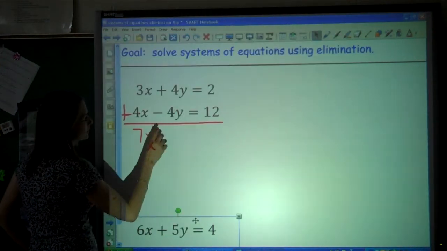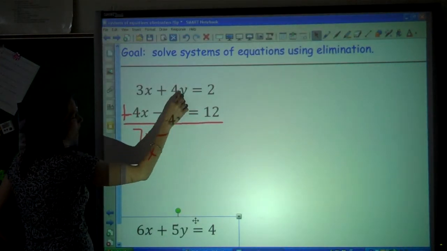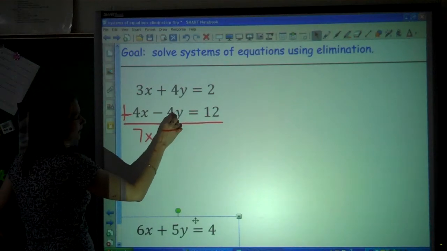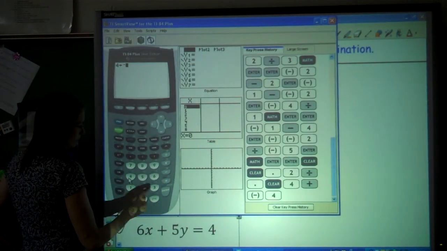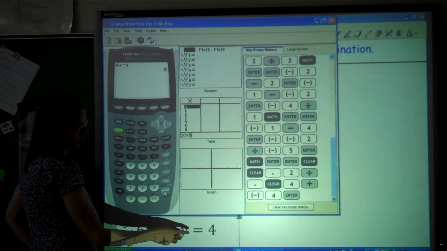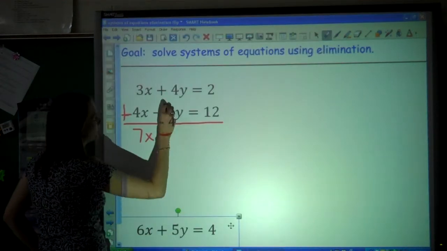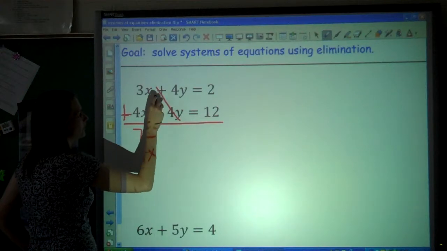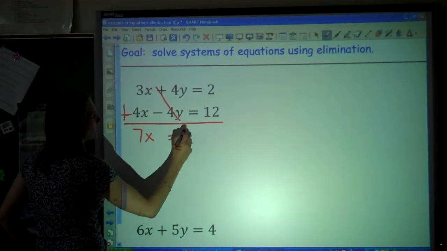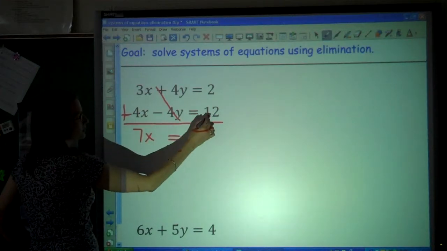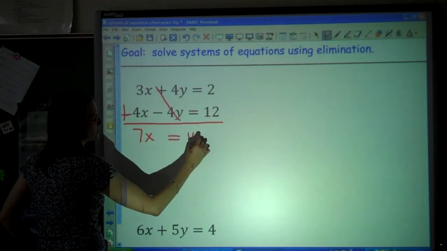plus, since it says positive 4 plus negative 4 equals 0. So instead of putting a 0 here, they just cancel out. One's positive and one's negative. And I'm left with equals 2 plus 12, which is 14.